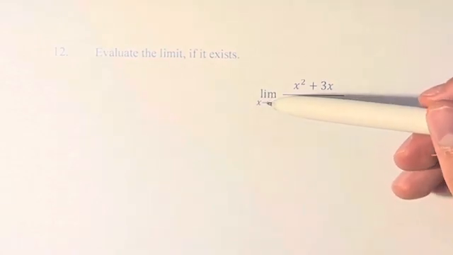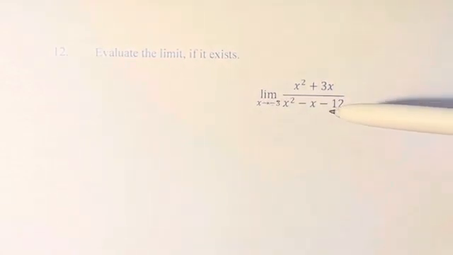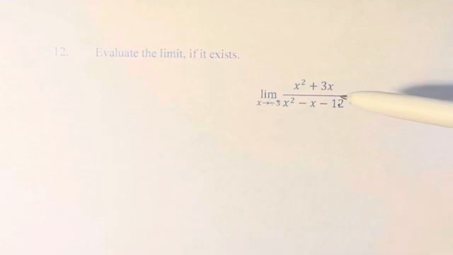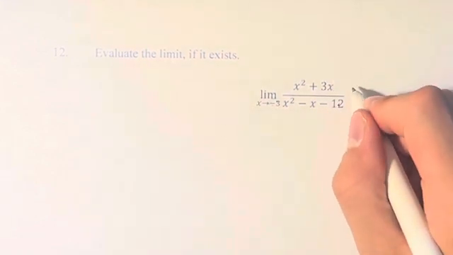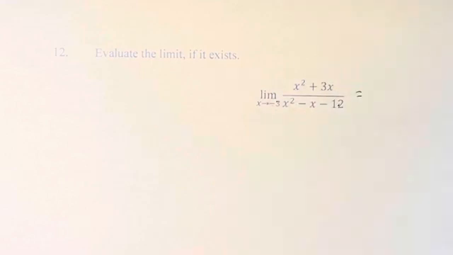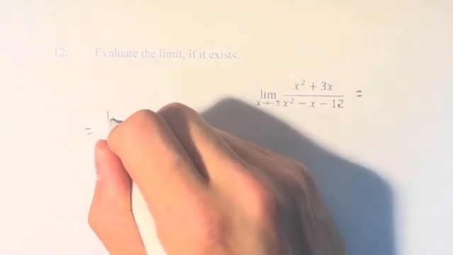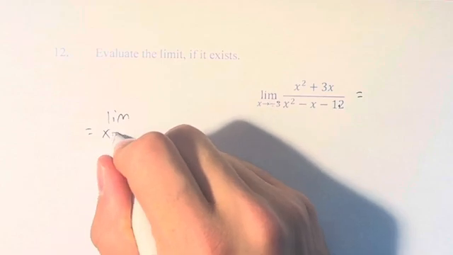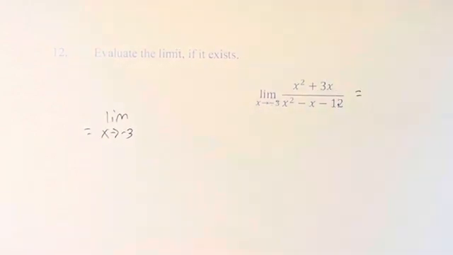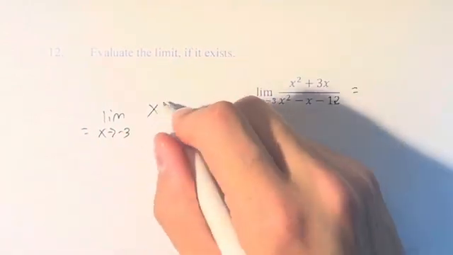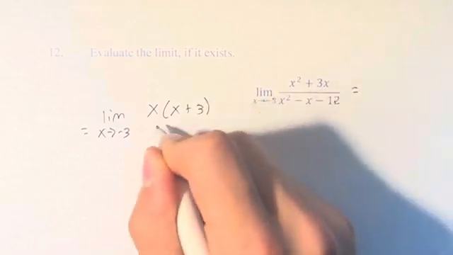Because if we plugged in negative 3 immediately in the denominator, then we would get a value of 0, and you can't divide by 0, so we can't do it directly. So what we're going to do is factor the numerator and the denominator. So this is equal to the limit as x approaches negative 3 of, factoring the numerator, we can take out an x, and that leaves us with x plus 3 inside.